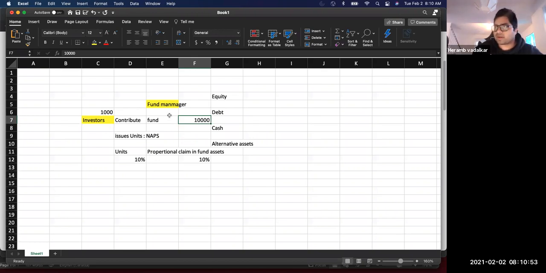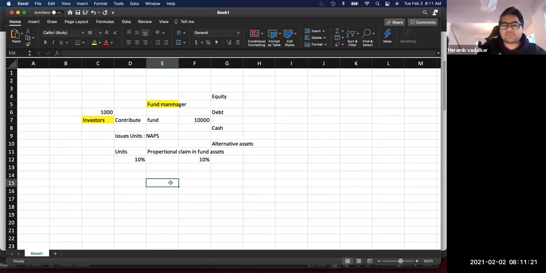So this is the structure of a basic managed product. Investors contribute money to a fund, and the fund gives units to investors. Units represent a proportional claim in the fund's assets. The fund manager then makes investments in different assets. If the asset value grows, the fund assets grow, and so does the unit value. That is how a managed product works.